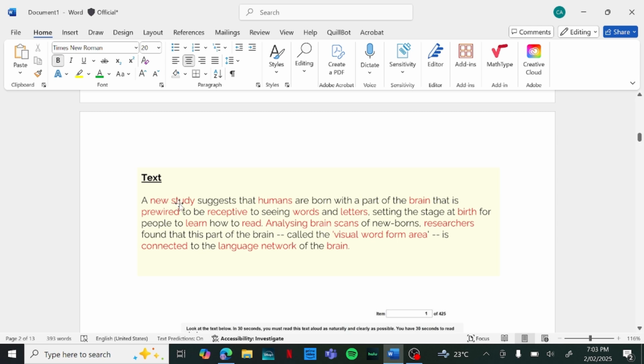A new study suggests that humans are born with a part of their brain that is pre-wired to be receptive to seeing words and letters, setting the stage at birth for people to learn how to read. Analyzing brain scans of newborns, researchers found that this part of the brain, called the visual word form area, is connected to the language network of the brain.